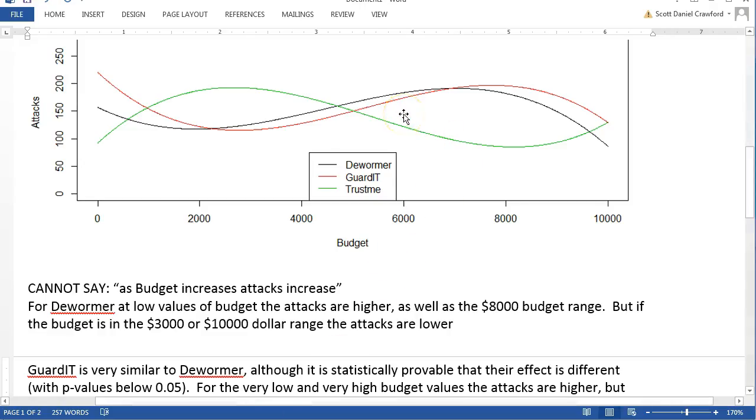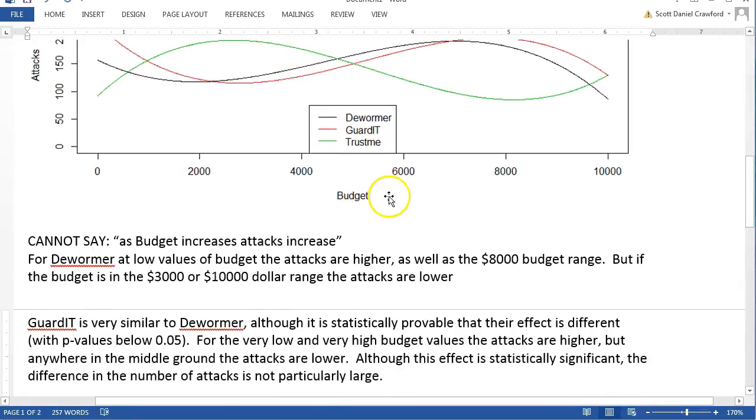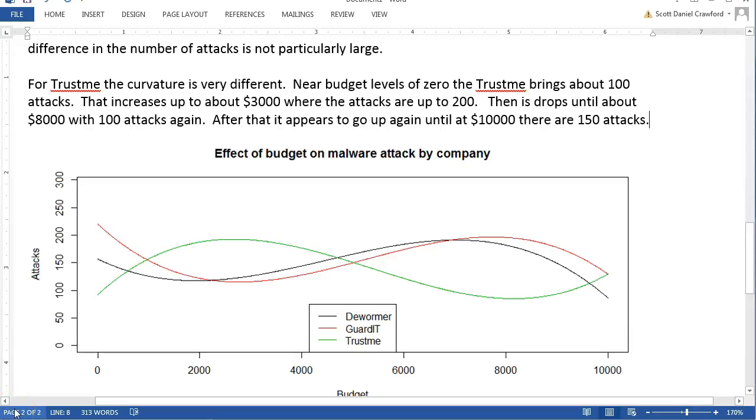But that means statistical proof. That doesn't mean practical proof. There's not a whole lot of difference there. It's a little higher on the high and low ends. In the middle, it's actually a little bit lower. Just not a lot.